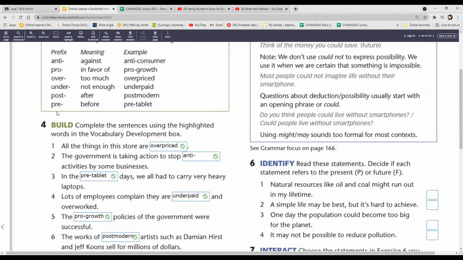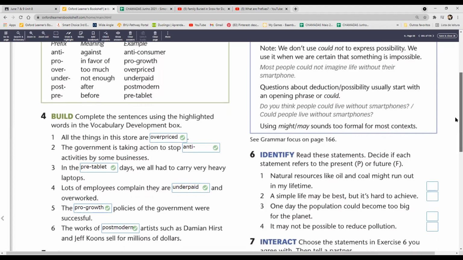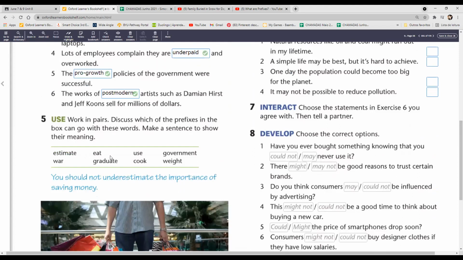Over, under, post, or pre. Which one is better to use with the verb to eat? Okay, the verb to eat, this one here. Okay, we have this verb to eat because underestimate is already there.